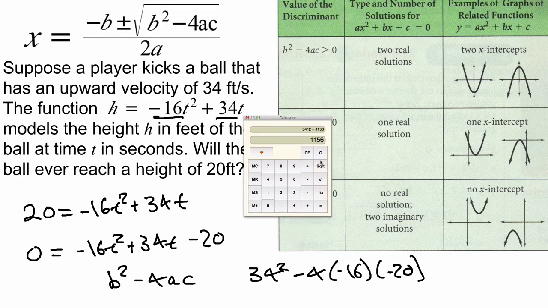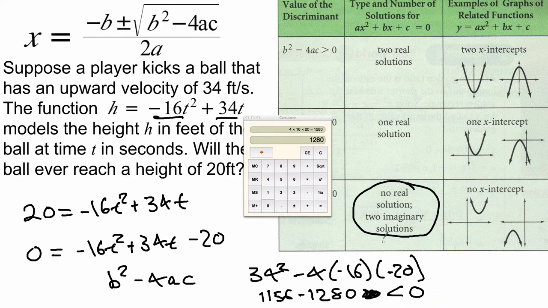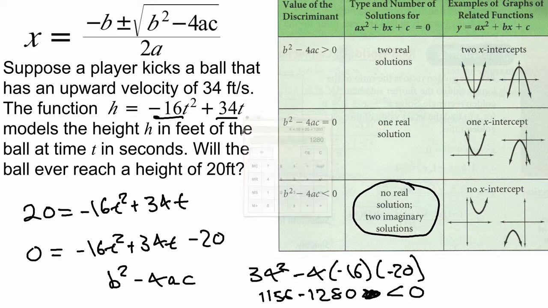Really big number, 1156, but is it bigger than 4 times 16 times 20? Let's see, 4 times 16 times 20 is 1280. So we have a positive 1156 minus 1280. We get a negative number. This is less than 0. So we're in this case, no real solutions, only imaginary solutions. So will the ball ever reach a height of 20 feet? No, it won't. I didn't kick it hard enough to make it reach 20 feet.